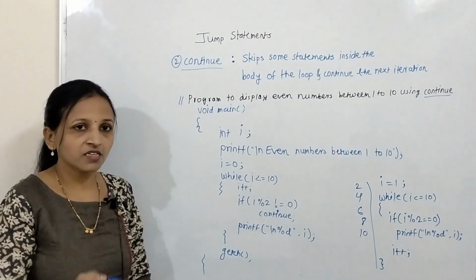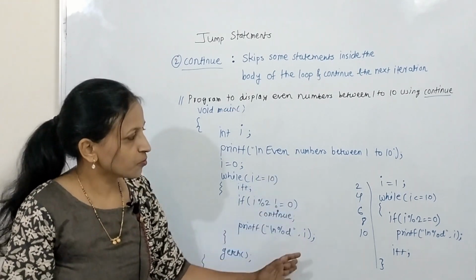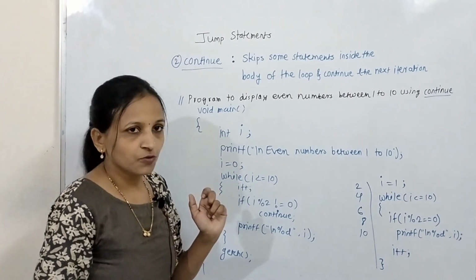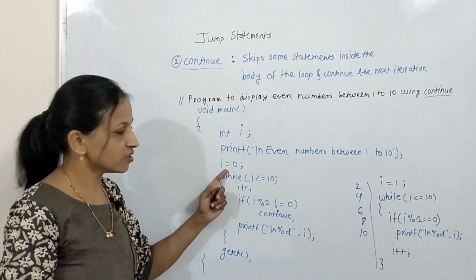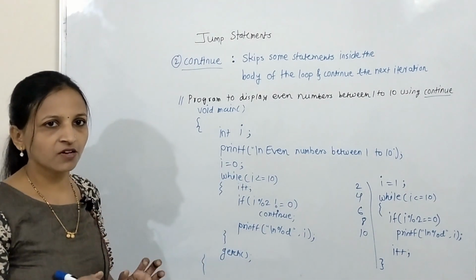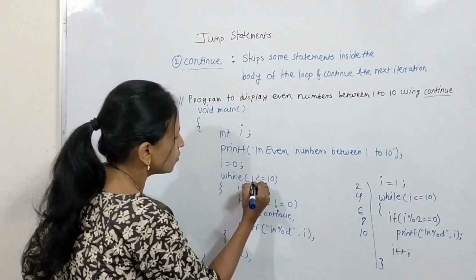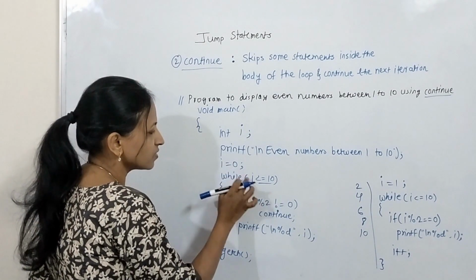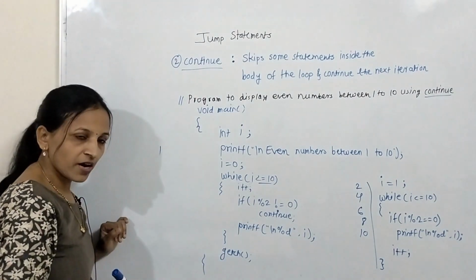But to understand how the continue keyword acts, I have written this program with the help of continue. See, initially i is 0. Every time i should get incremented, that's why I have made it 0 initially, and every time I am incrementing the counter's value first. See, here i is equal to 0. Here i is less than or equal to 10. 0 is less than or equal to 10, yes it is true. And now i plus 1.